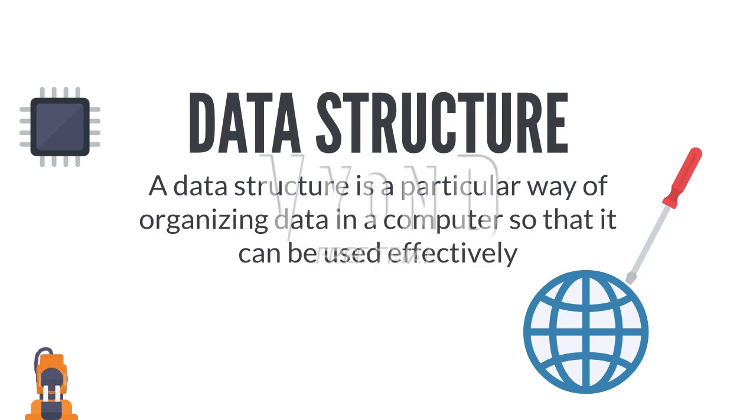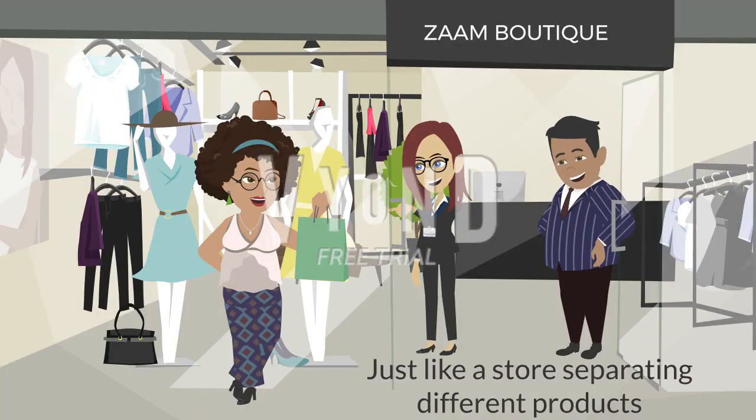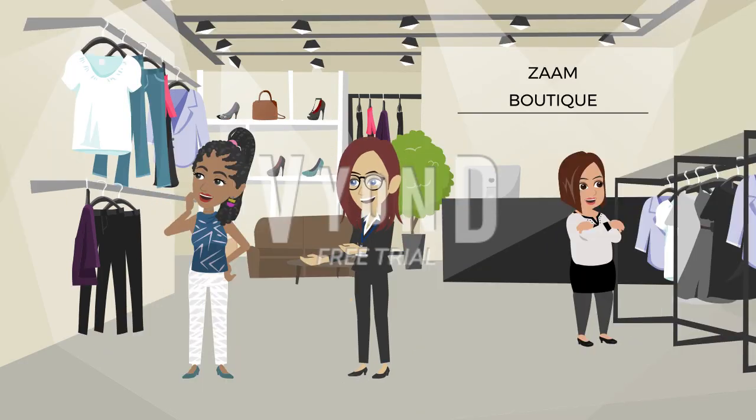Data structure. A data structure is a particular way of organizing data in a computer so that it can be used effectively. For example, take a boutique where clothes are separated by forms, colors, and types for easier access and usage. The idea is to reduce the space and time complexities of different tasks. The choice of a good data structure makes it possible to perform a variety of critical operations effectively.